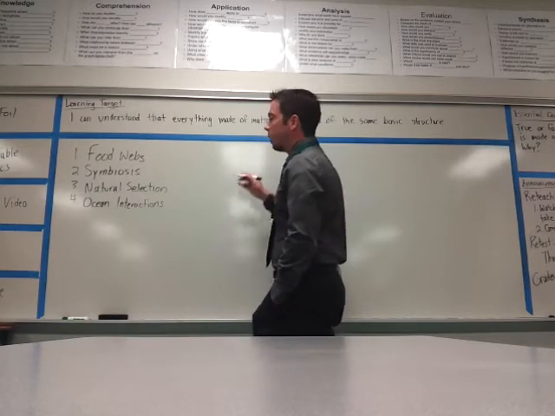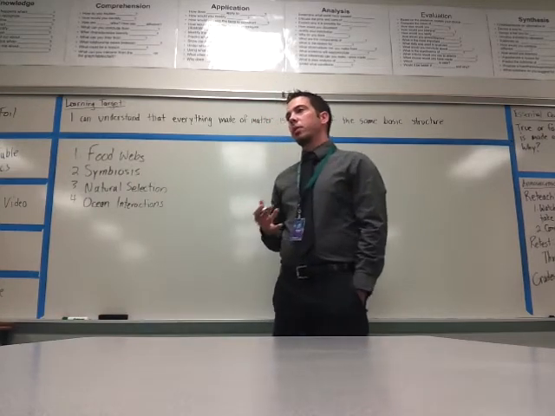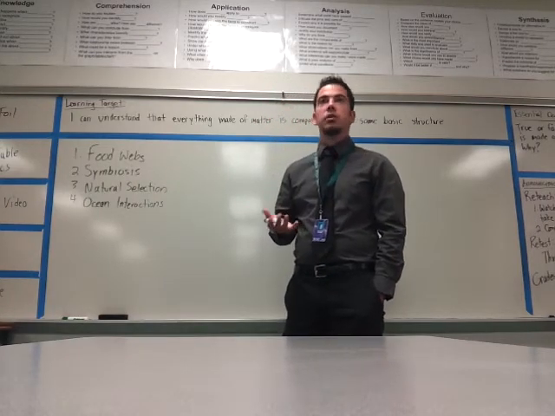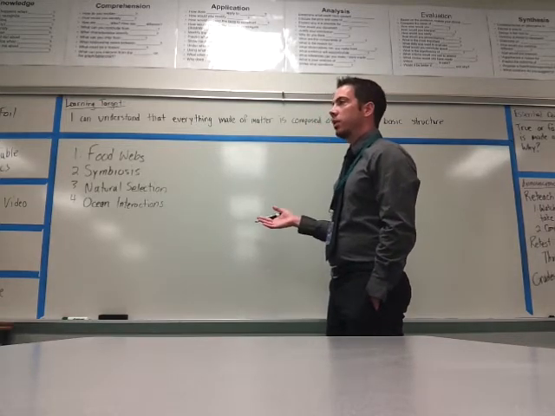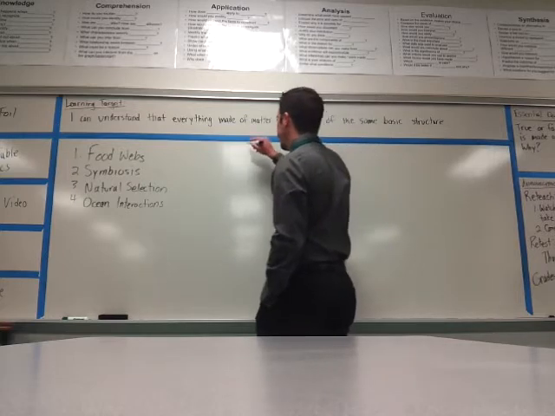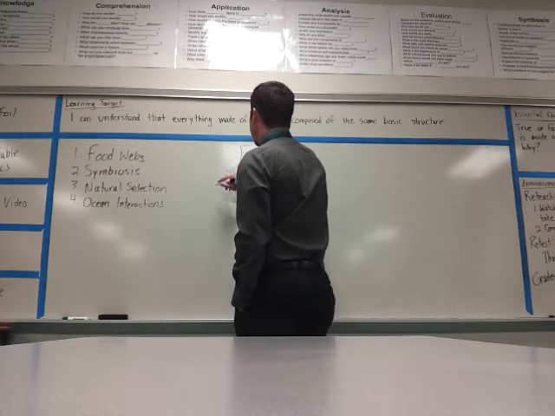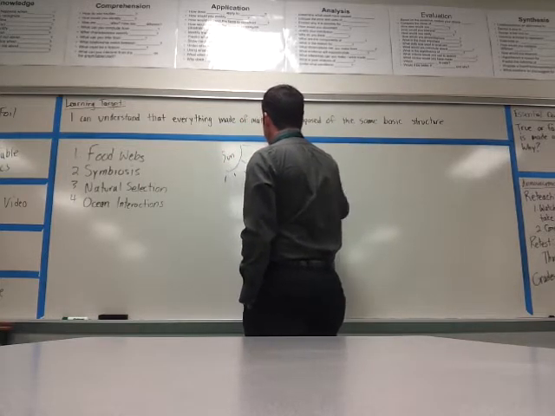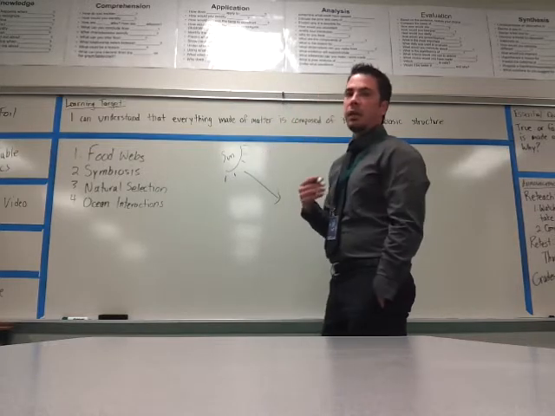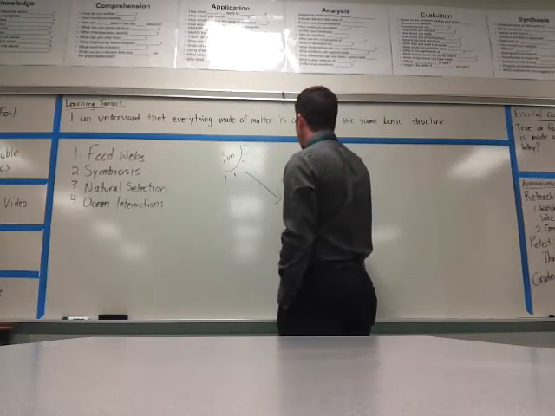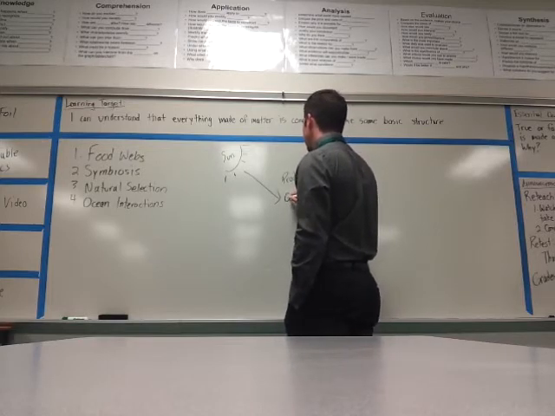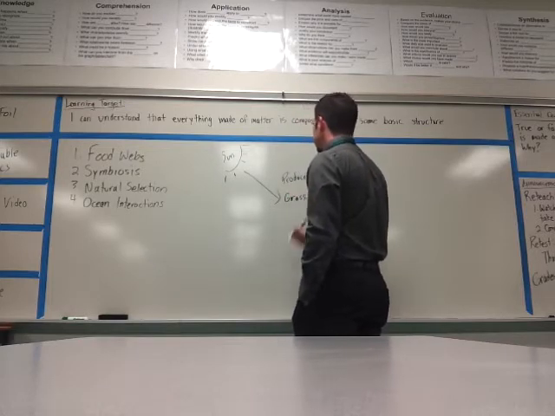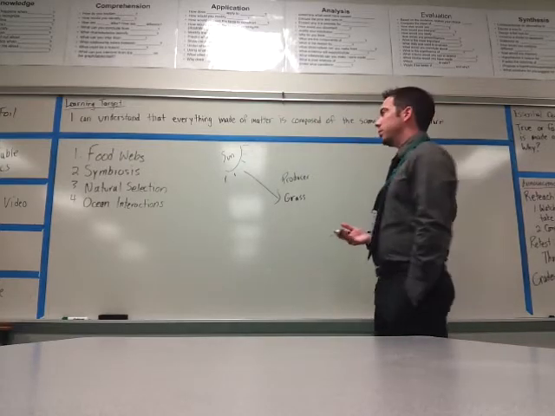First things first, food webs. Every food web does the same function. Basically, it shows the flow of energy within an ecosystem. All energy begins at the sun. The way it enters a food web is through a producer. For example, grass. So all food webs have to begin with a producer.